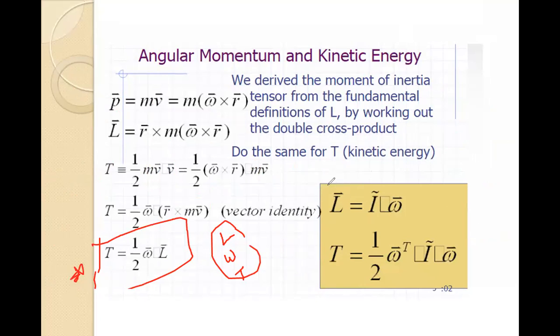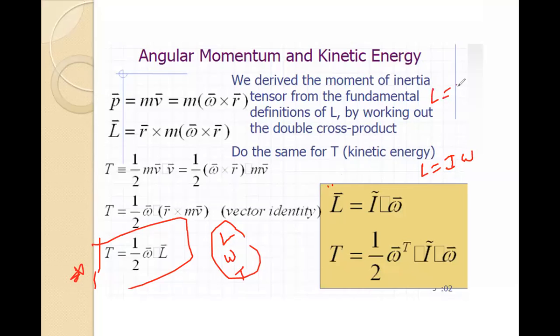So here you can also write it. What is this? L is equal to angular momentum, equal to I omega. L is equal to I omega. So how did we get this one? You need to prove it.